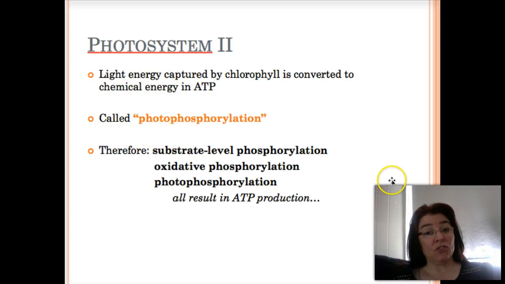So we now know three ways that a cell can make ATP. We know about substrate level phosphorylation, the kind that we saw during glycolysis and during the Krebs cycle. We know about oxidative phosphorylation, which is what's happening in the mitochondria. And we know photophosphorylation, which is occurring in the chloroplast and helping to produce ATP.